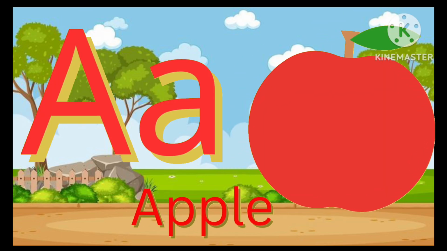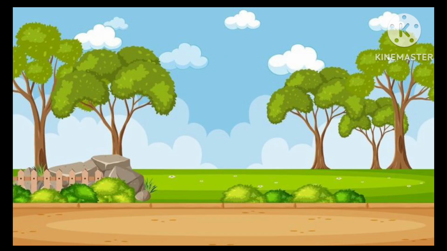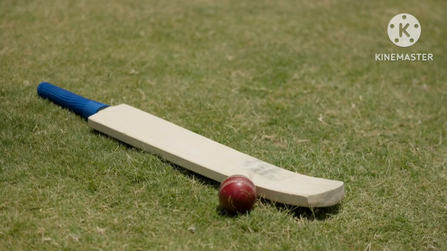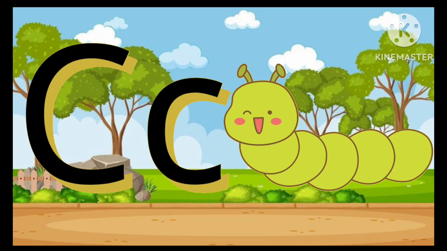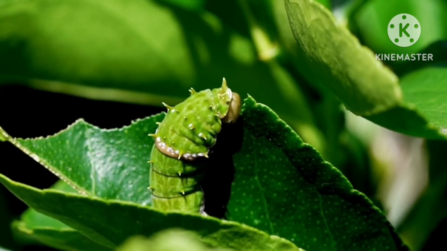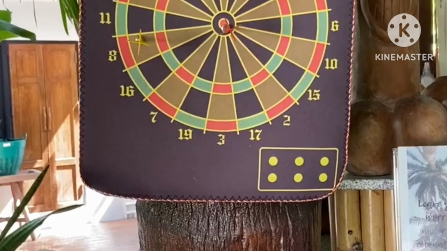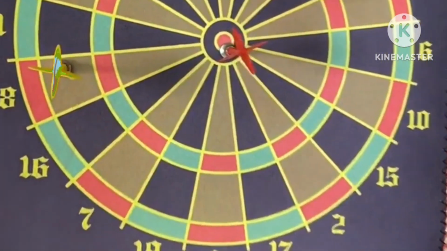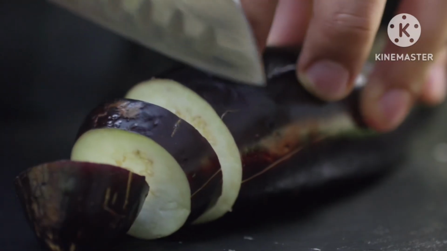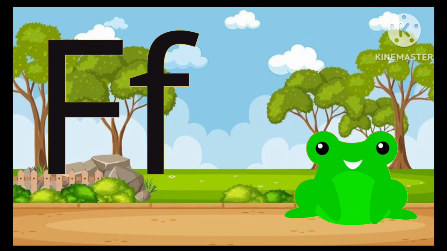A for apple. B for bat. C for caterpillar. D for dot. E for eggplant. F for frog.